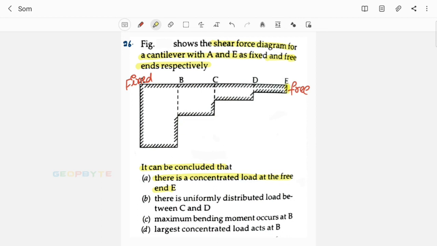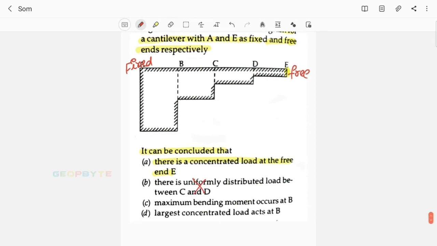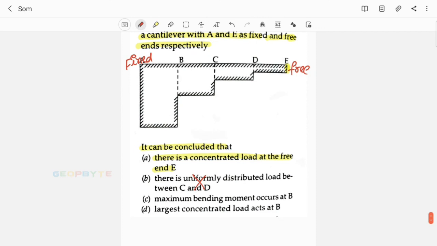There is uniformly distributed load between C and D. No. Look at the shear force diagram. Since the shear force diagram is not linearly varying, there is no UDL case at all. Maximum bending moment occurs at B. No, maximum bending moment should be at the fixed end.